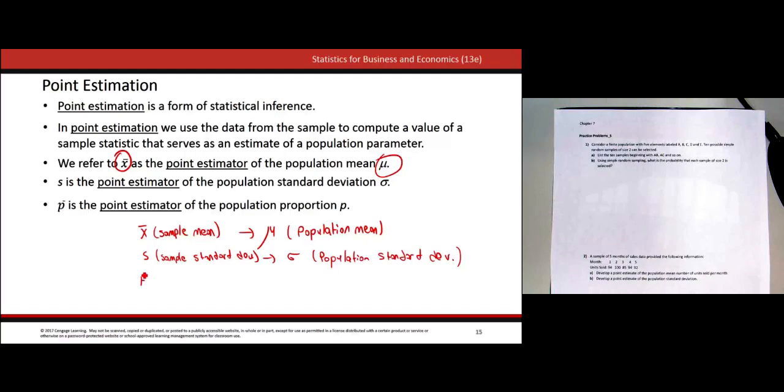Or p bar is the sample proportion. We can use the sample proportion to estimate p, which is the population proportion. If the population proportion is unknown, we can calculate the sample proportion. Sample statistics are only estimates of the corresponding population parameters.